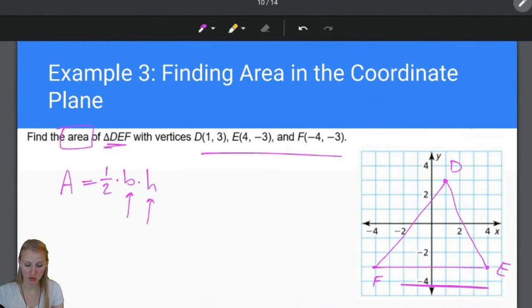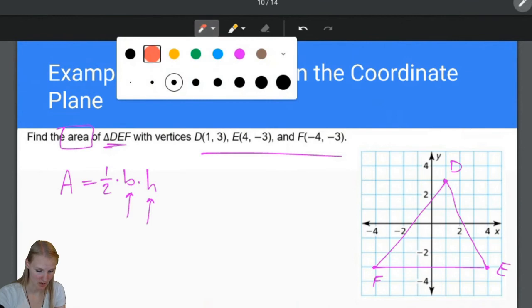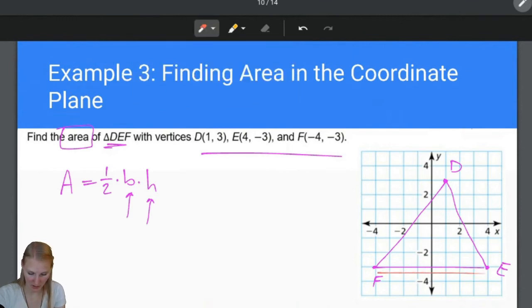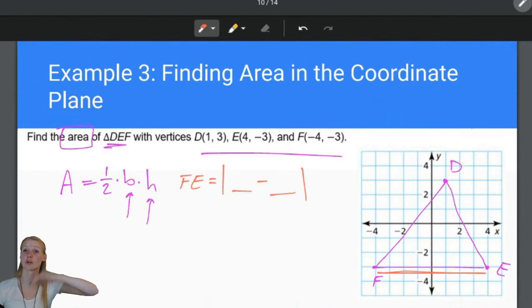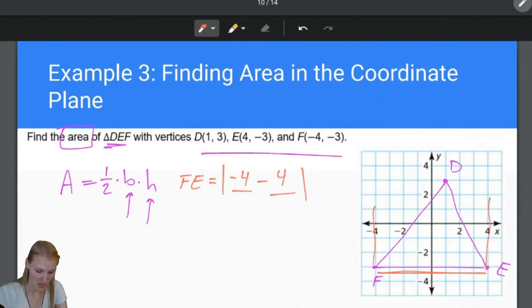The base, I can just use this right here as my base. So, different color, I need to find this length right here. I need to find the length of FE, which is, I can use the ruler postulate since this is a horizontal line. The coordinate of F is -4, and the coordinate of E is +4. Negative 4 minus 4 is negative 8, which means that our base is 8, because the absolute value of negative 8 is positive 8. Great, so our base is 8. Now, what is our height?